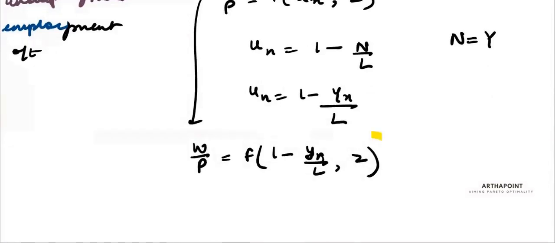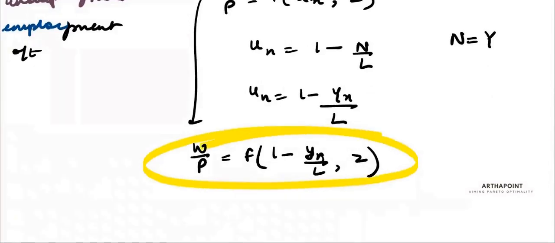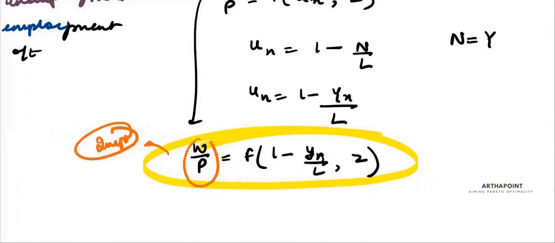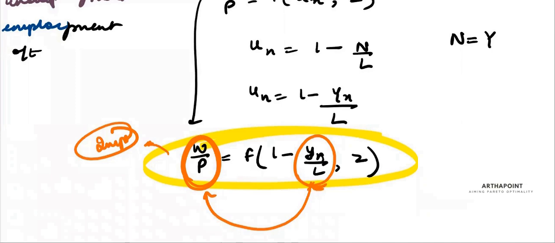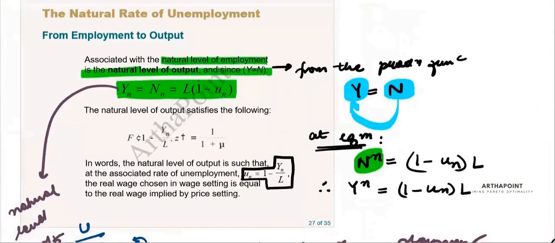This is important, very important. Why? Because now I have a relation between wages and output. How output affects wages. So this is going towards the relation between output and wages. So this is also an important relationship.